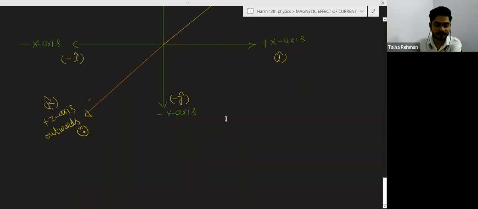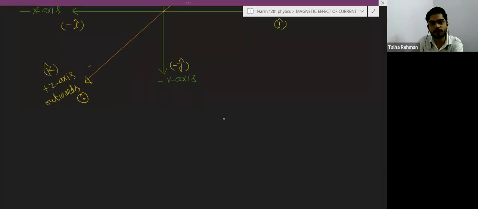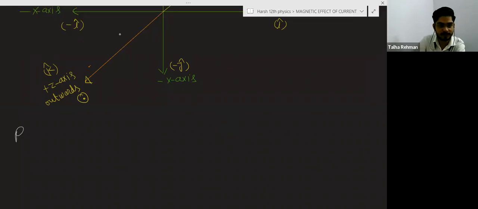Now we will discuss the right hand thumb rule, and with the help of the right hand thumb rule, we will calculate the direction of the magnetic field.